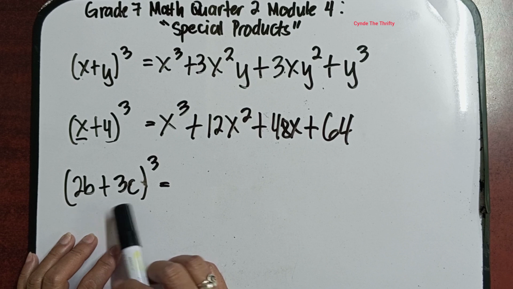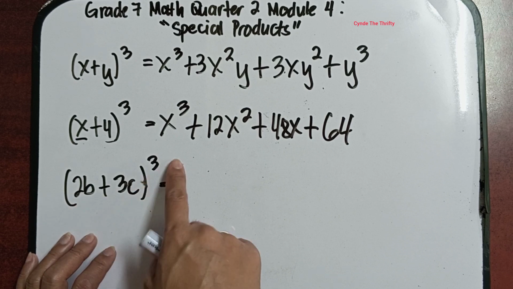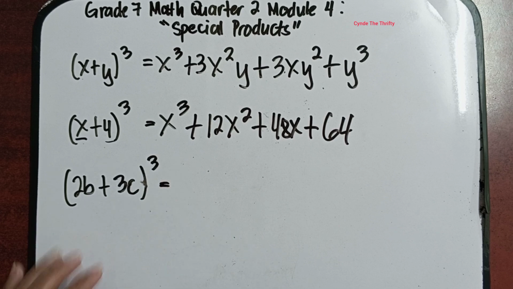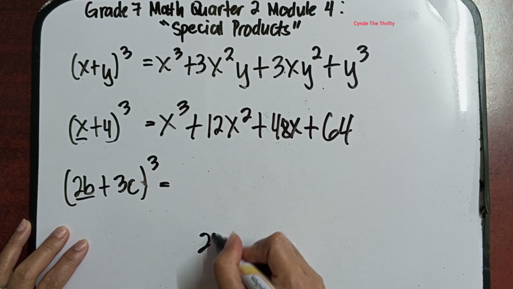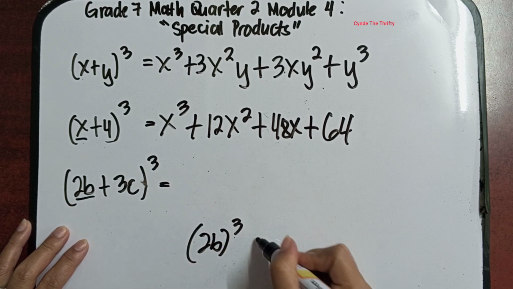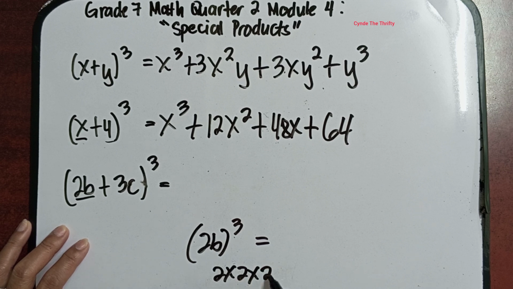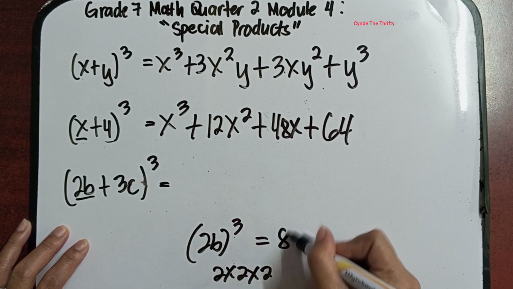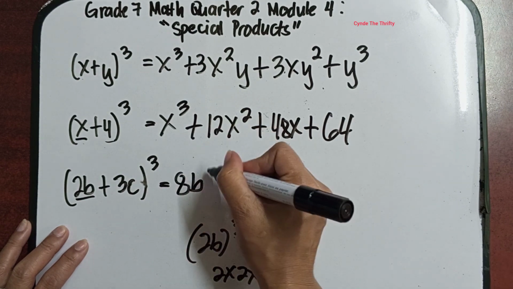Okay, last example tayo. So, 2b plus 3c cubed. Okay, so ang first na gagawin natin is i-cube natin ang first term. So ang first term natin is 2b. I-cube natin siya. So 2b cube is equal to, ibig sabihin ng 2 cube is 2 times 2 times 2. So 2 times 2 is equal to 4 times 2 is equal to 8. So 8b cube. Okay, so ang sagot natin dito is 8b cube.